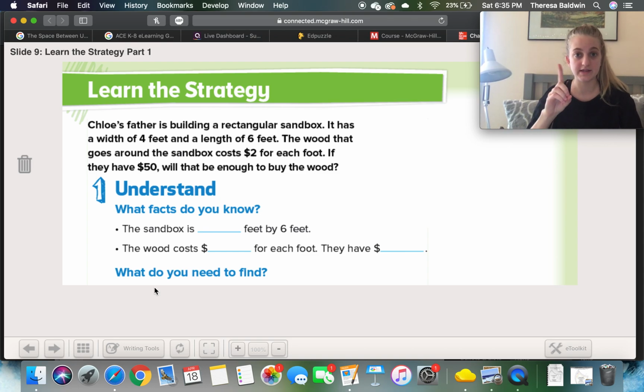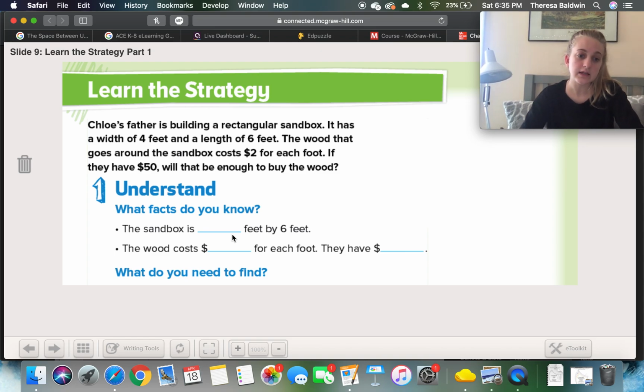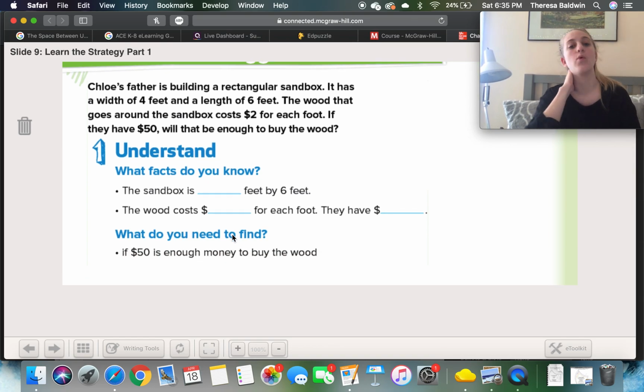So, part 1 is understand. We need to understand what are they asking us. So, you need to think about what facts you know. Okay, what facts do you know? Well, we know that the sandbox is 4 feet by 6 feet. How many feet? Tell me right there. Okay, and the wood costs how much per foot? Good, and how much do they have altogether? Perfect. So lastly, we need to just think about what do we need to find?